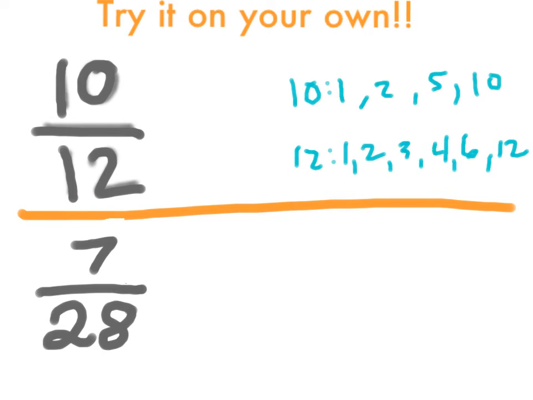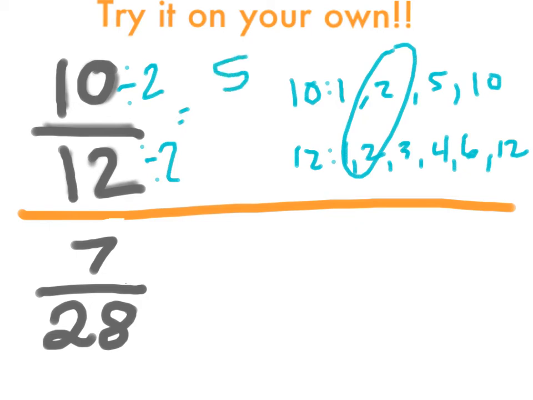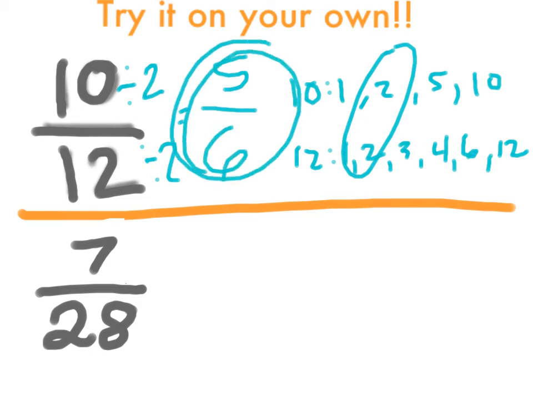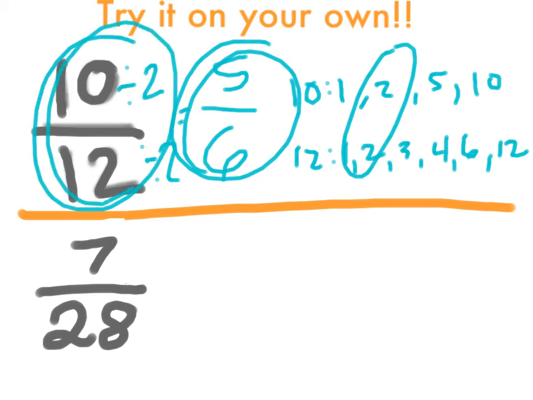They have their 1 in common, and they also have 2 in common, which, as I said a minute ago, they're both even numbers. All even numbers are divisible by 2. So 10 divided by 2 is 5, and 12 divided by 2 is 6. So 5/6 is equivalent to 10/12.